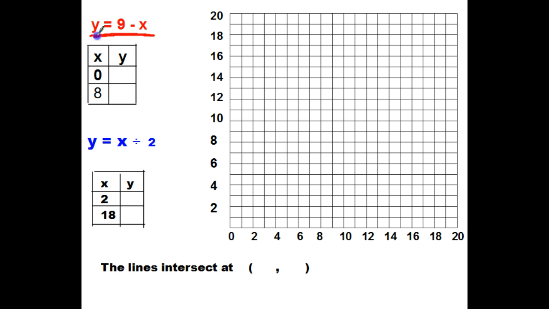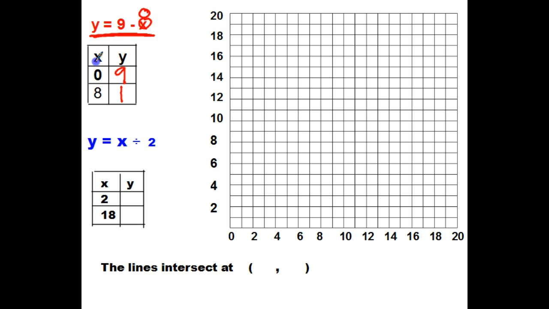First thing I have is an equation of a line over here, y equals 9 minus x. And I have my XY chart to fill out. You notice we're only putting two numbers in today, so it's going to work a little quicker. I put my 0 in for x. 9 minus 0 equals 9. And then I'm putting 8 in for x. And 9 minus 8 equals 1. I'm going to take these 2 points and plot them on the graph over here.